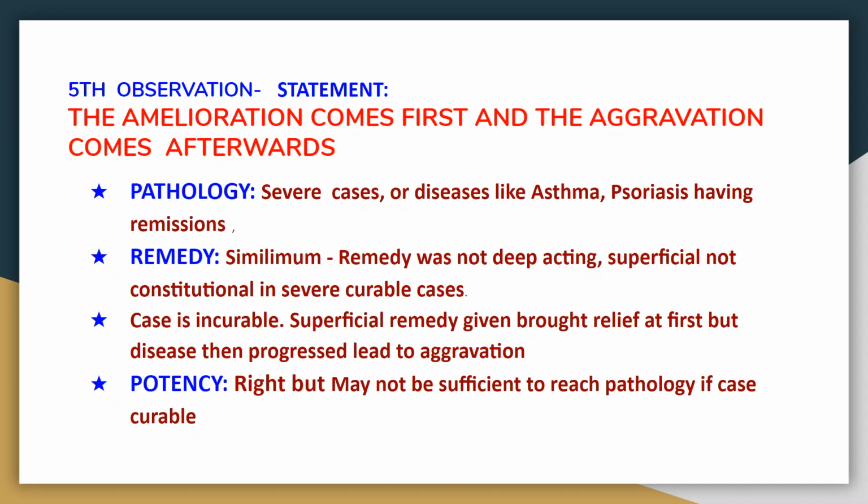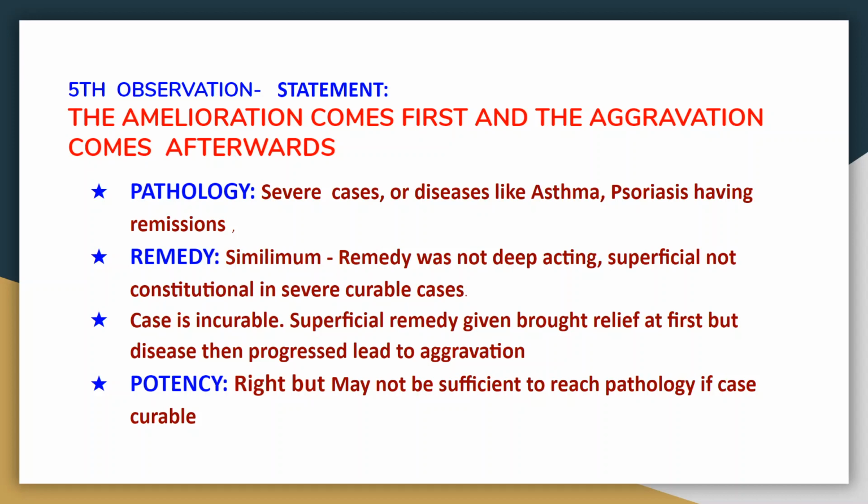So pathology is, in this case, severe cases or diseases like asthma or psoriasis having remissions. Pathology will be of two types: there are severe incurable cases, or some diseases which are actually curable by homeopathy, like asthma and psoriasis, which have remissions in their course. Means what? Asthma can be better for a few months.